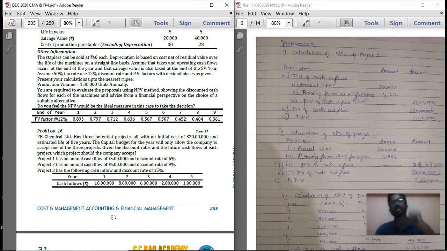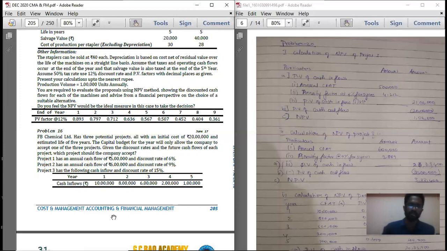So next is problem number 16. FB Chemical Limited has 3 potential projects, all with an initial investment cost of 20 lakh and an estimated life of 5 years. So all 3 projects have an initial cost of 20 lakhs, that is cash outflow of 20 lakhs, and the estimated life is 5 years. The capital budget for the year will only allow the company to accept one of the 3 projects.